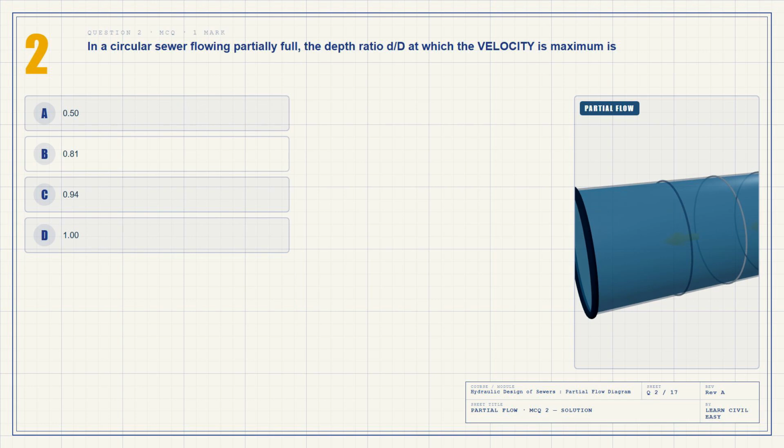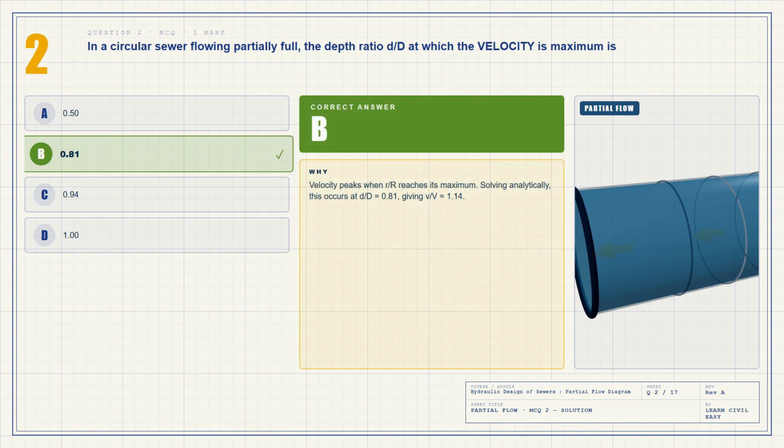Question 2. The correct answer is B, 0.81. In the partial flow diagram, velocity peaks when the hydraulic radius r over r full reaches its maximum. Analytically, this occurs at d over D equal to 0.81 and at this depth, v over V equals 1.14.